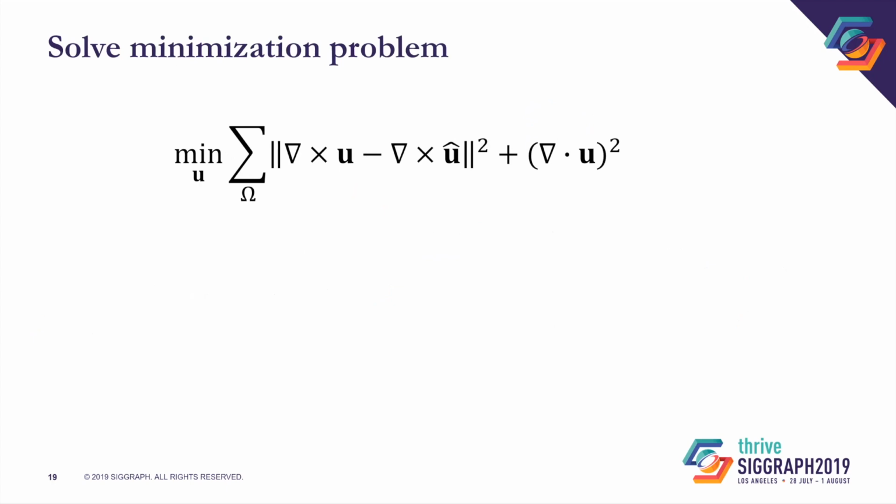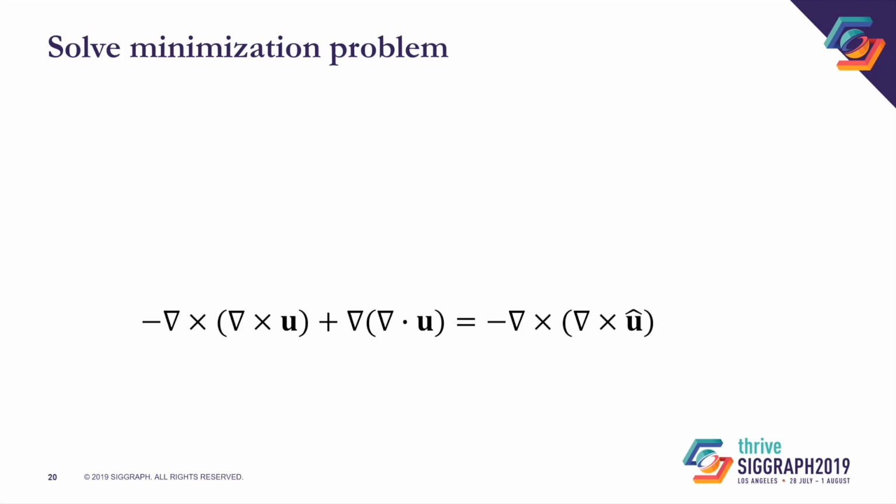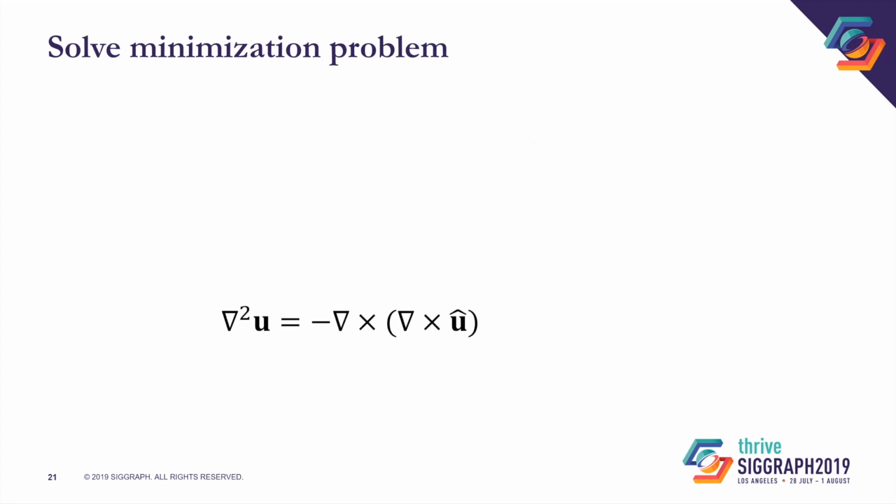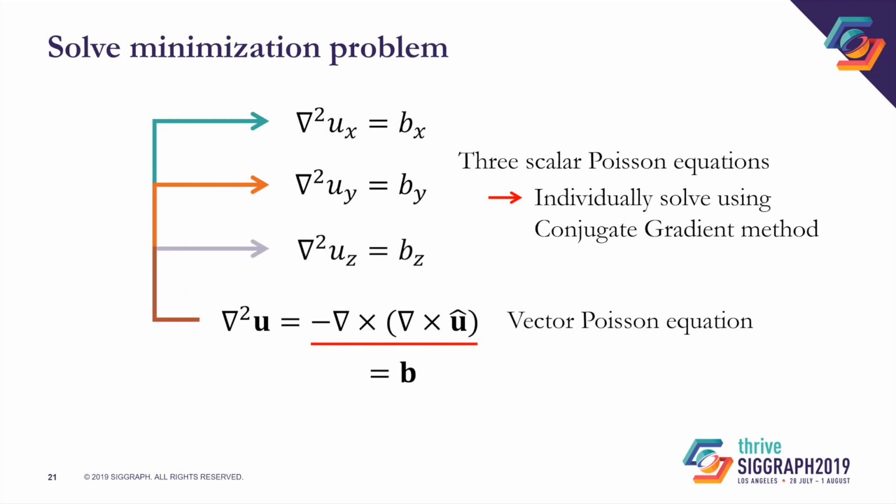So then, by using some mathematical operation again, we can finally reach this kind of equation. This one is actually what we need to solve. This equation is called a vector Poisson equation. From this equation, we obtain three sets of scalar Poisson equations for each of the XYZ components. So we solve these equations using a conjugate gradient method.